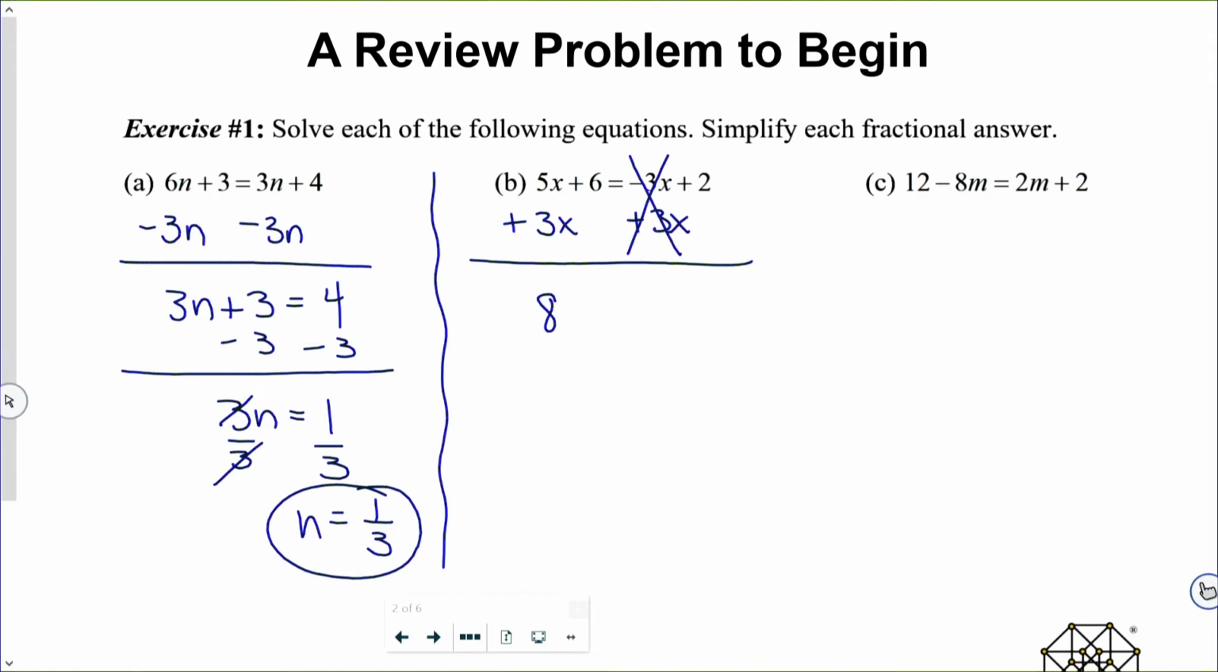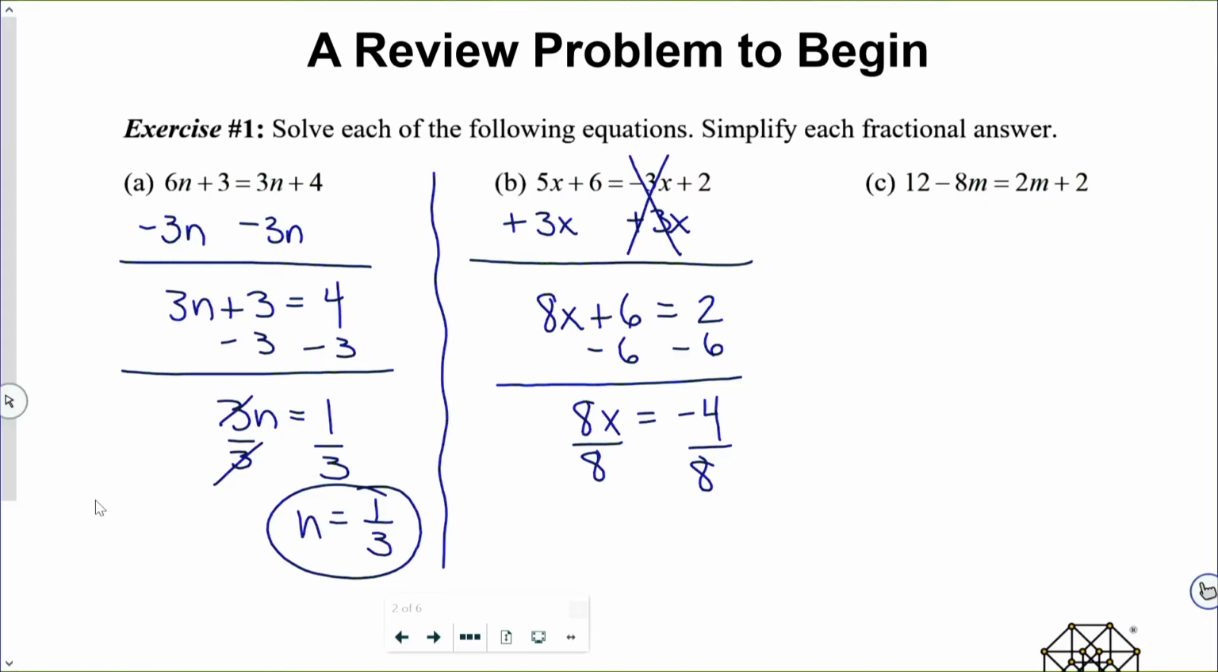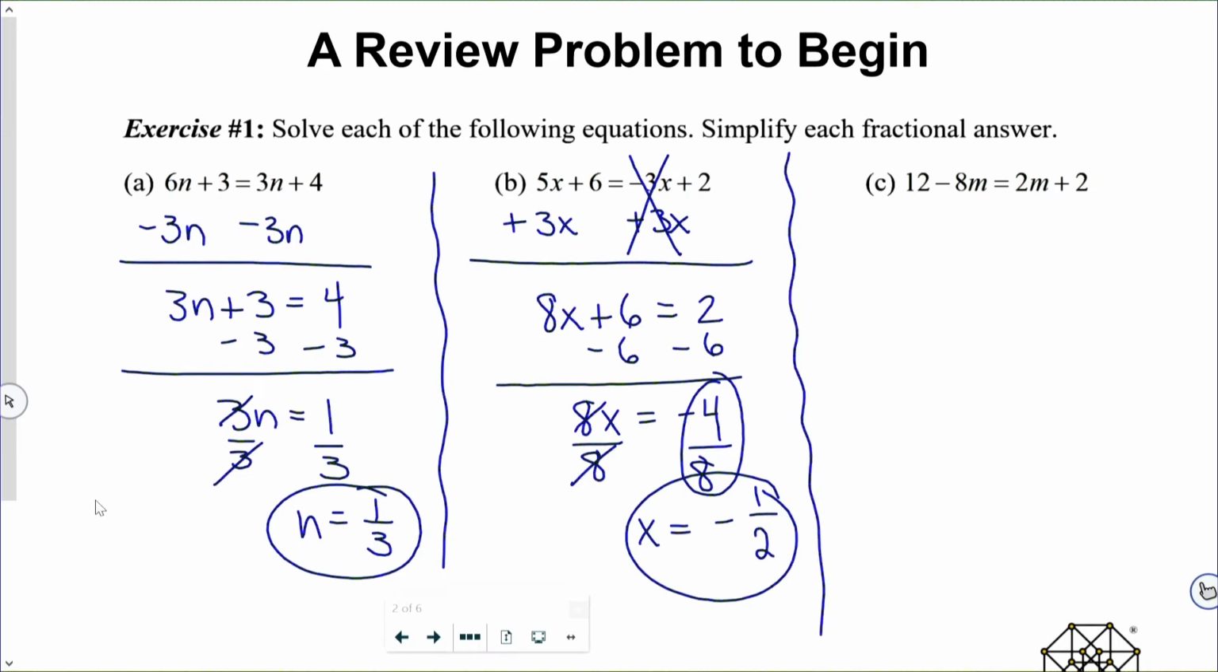5x plus 3x is 8x plus 6 is equal to positive 2. I'm going to subtract a 6 from both sides. Be careful here. 2 minus 6 is equal to negative 4. I'll divide both sides by 8. Keep in mind that a negative divided by a positive is a negative, and 4/8 simplifies to the fraction 1/2. So our answer here is just x equals negative 1/2.